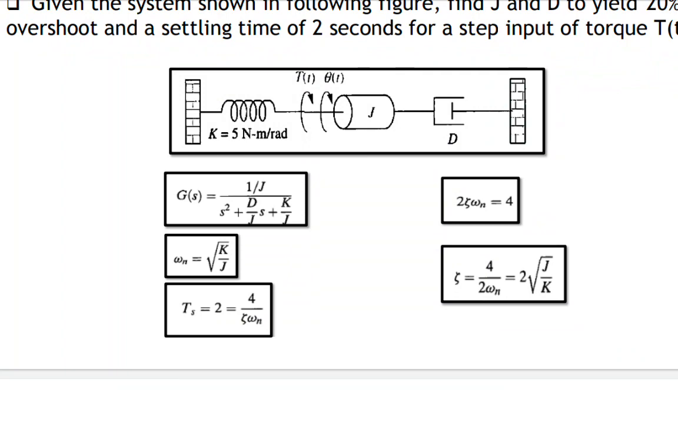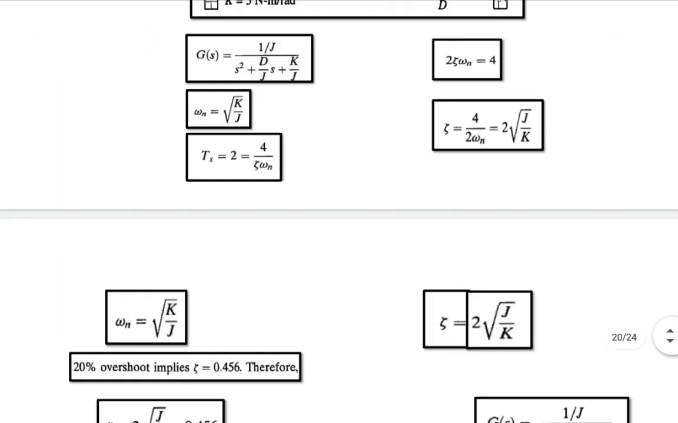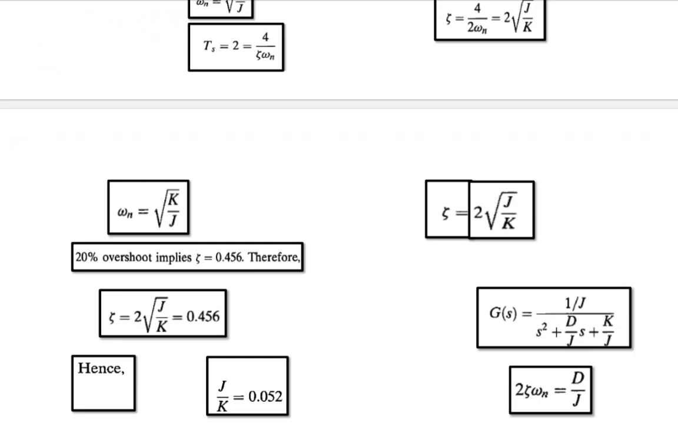Ts is 2 seconds, the settling time. Ts is equal to 2, equal to 4 by xi omega n, because for convenience we are taking a 2% tolerance limit. That's why we can write 2 xi omega n is equal to 4, and xi is equal to 4 by 2 omega n, that is 2 root under J by K. Now omega n is equal to root under K by J. 20% overshoot implies e to the power minus xi pi by root under 1 minus xi square is equal to 0.2, that generates xi is equal to 0.456.